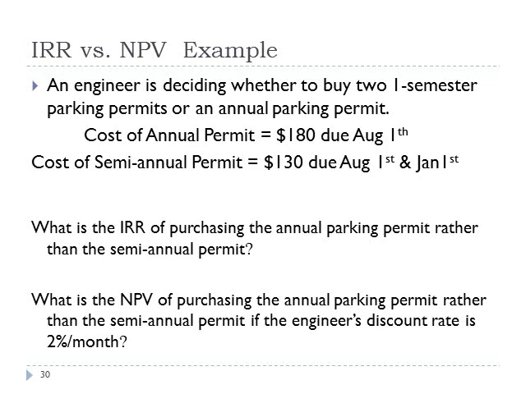Now you could also calculate the other way of doing this, which would not necessarily be an IRR analysis. You ask, what's the net present value of purchasing the annual parking permit rather than the semi-annual permit if you assume a discount rate of 2% per month? So at month zero, I'm going to spend $50, so I have minus 50. And then in month six, I'm going to have 130 times 1.02 raised to the minus 6 power. You can then calculate that and determine whether or not you have a net present value. If the net present value is positive, then you should go with the annual permit.